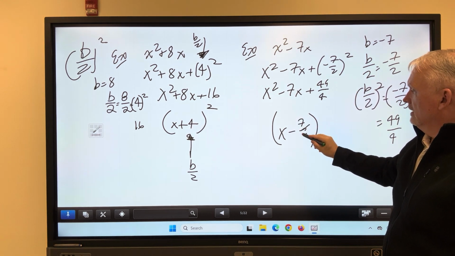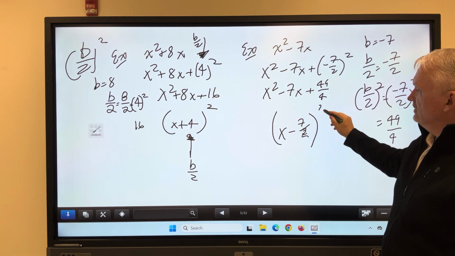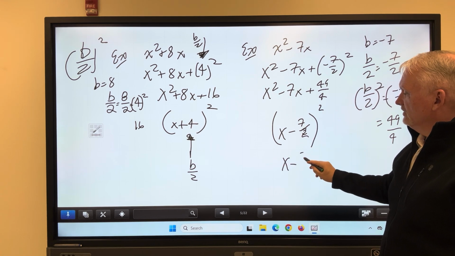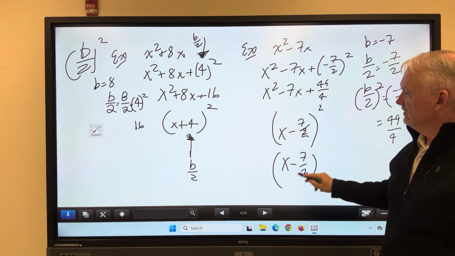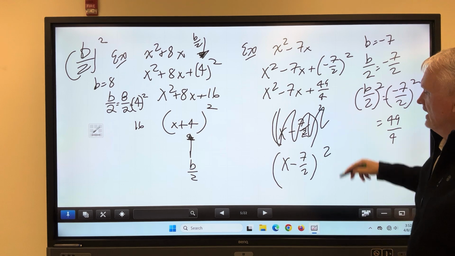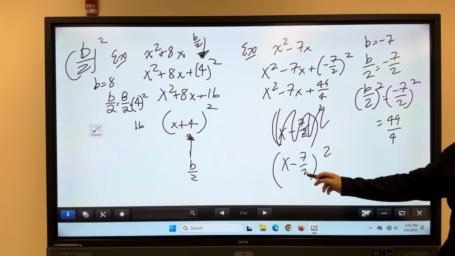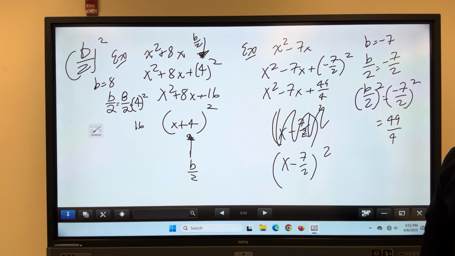Oh boy, I know what that is. So that is x minus 7 over 2 squared. Listen, that's ugly, but this answer is right here. No work to be done in the first half, okay?